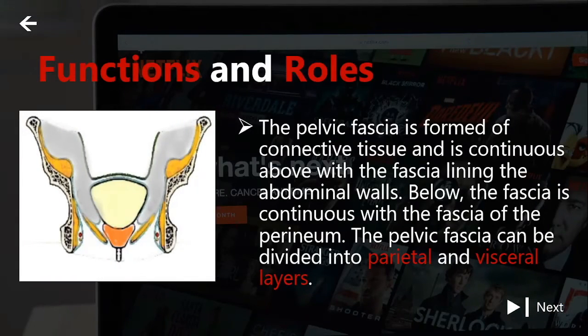So here are the functions and roles of the pelvic fascia. It is formed of connective tissue and is continuous above with the fascial lining of the abdominal walls. Below, the fascia is continuous with the fascia of the perineum. The pelvic fascia can be divided into parietal and visceral layers.